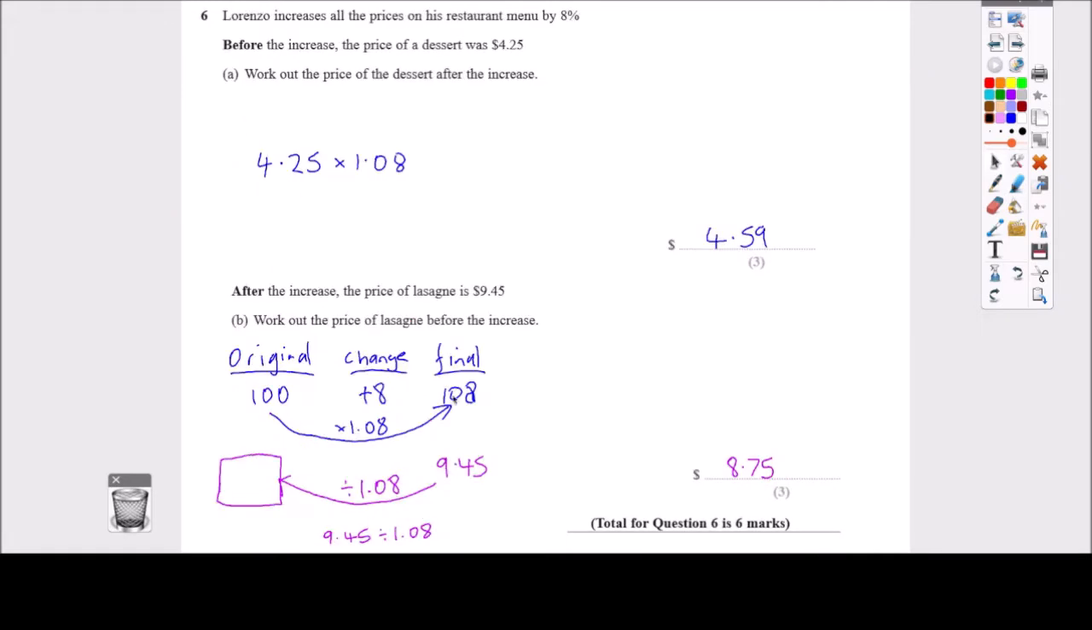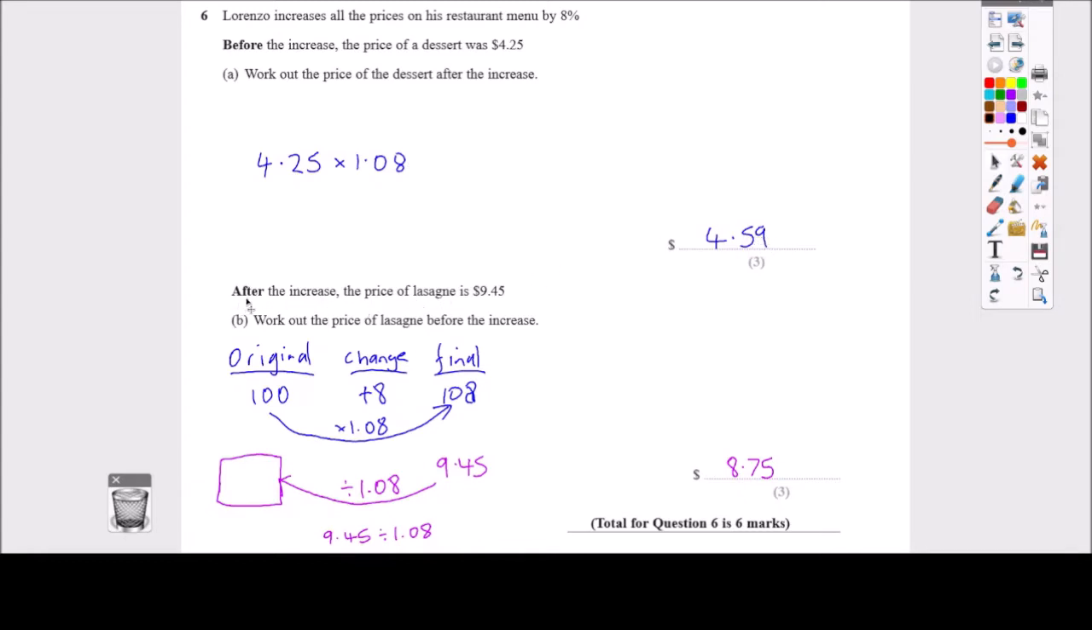Question 6. So because we've got an 8% increase, our multiplier is going to be 1.08. If it was going up by 7%, it would be 1.07 and so on. So we're told that the price before the increase was 4.25. So we're going from the original price to the final price after the increase. So we have to multiply by the 1.08. So just pop that into your calculator, $4.59.